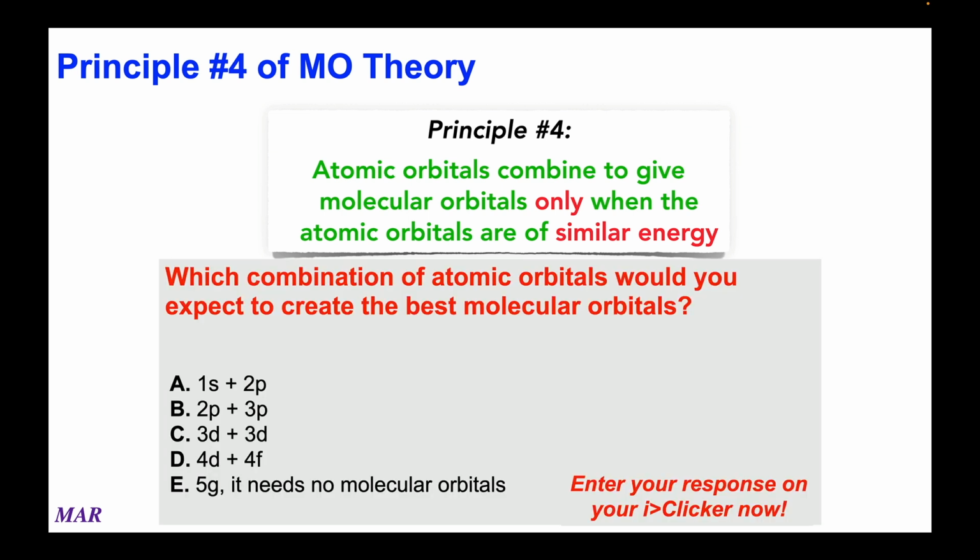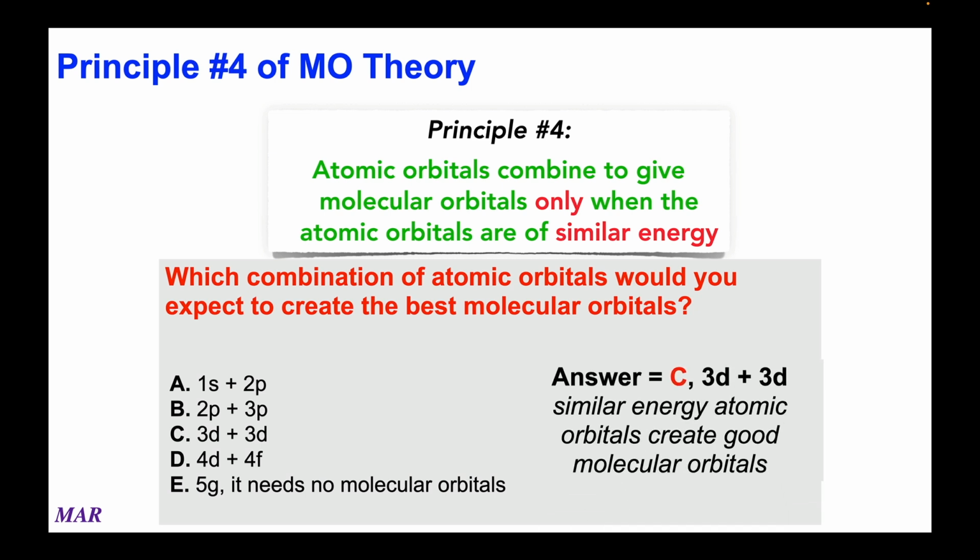So here's a question. What combination of atomic orbitals would you expect to create the best molecular orbitals? And again, the punchline is you want them to be as close to each other as possible. All right. And you can see that 1s plus 2p, those aren't even close to the same. 2p plus 3p, not even close. But 3d plus 3d should give pretty good molecular orbital mixing. And this is what happens with transition metals, by the way.